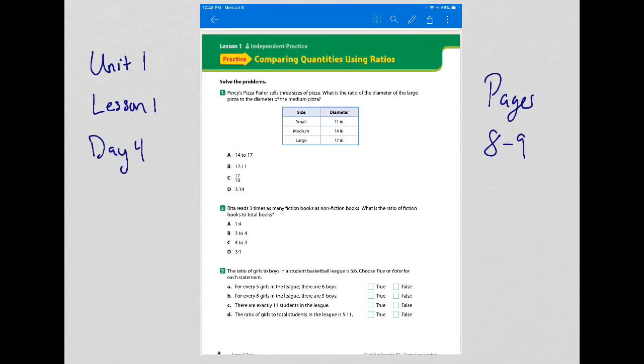Pause the video while you're doing it. When you are done with 1 through 6, then you're going to watch the video and I'm going to go through the answers and you get to correct any mistakes and learn from them. And hopefully think about them because you want to learn from them before your quiz. All right, pause the video, get started, restart it when you're done. Go.